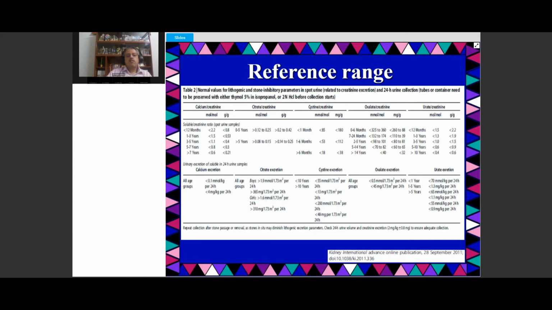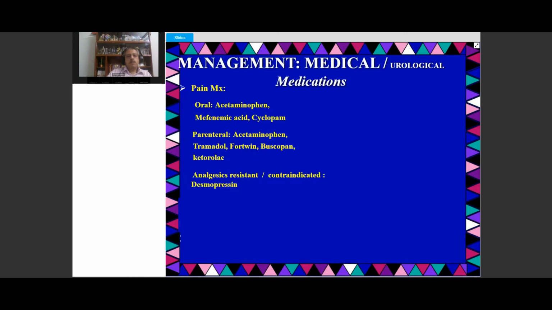Lastly, we will go to the management part. Pain management is very important. It can be very, very painful, and often just oral analgesics may not be sufficient. Desmopressin can be used if it is analgesic resistant or analgesia is contraindicated, but I personally don't have much experience in it.